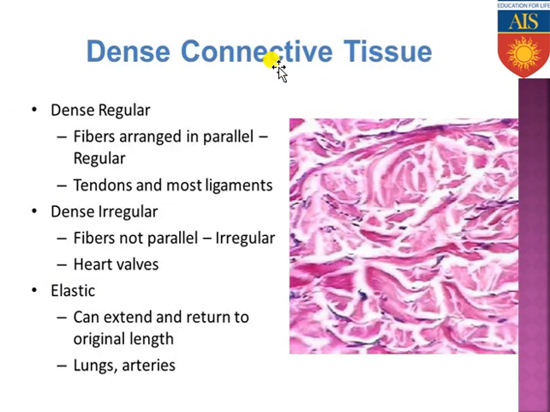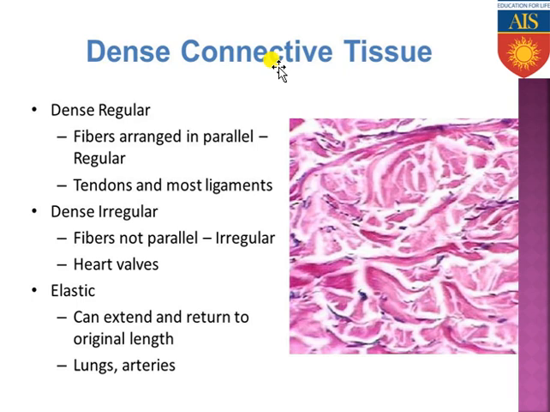Dense connective tissue can be of three types: dense regular, dense irregular and elastic. Dense regular connective tissue is the type of connective tissue where the fibers present in the extracellular matrix are arranged in a parallel, regular manner. So for that reason they are commonly known as dense regular connective tissue. Examples are tendons and ligaments.